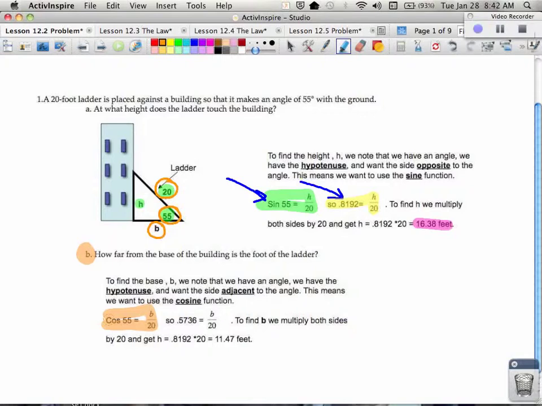I type in the cosine of 55 degrees, and I find out that it is 0.5736. So now, highlighted in brown is the equation 0.5736, which was the cosine of 55, equals b over 20. Again, I notice that my variable is on top of the fraction, so I take the 20 and multiply it by 0.5736. This yields an answer of 11.47 feet. That means the base of the ladder is 11.47 feet away from the building.